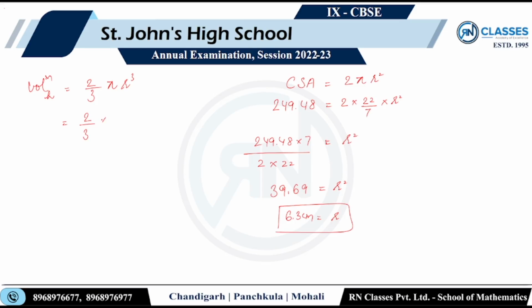2 by 3 into 22 by 7 into R cube, matlab ki 6.3 into 6.3 into 6.3. So this would become 523.908 centimeter cube.